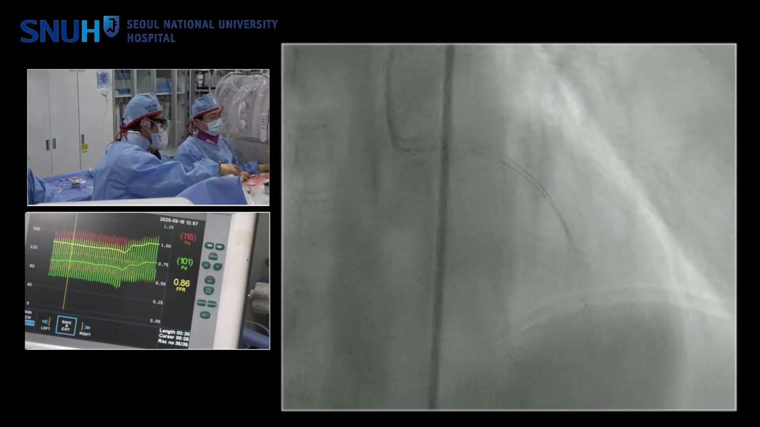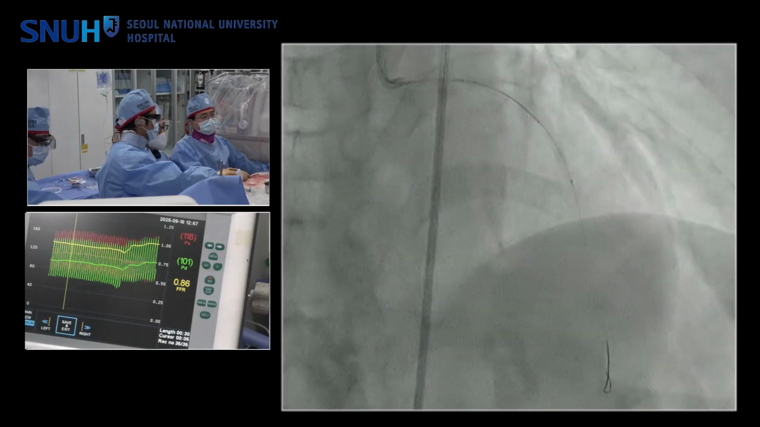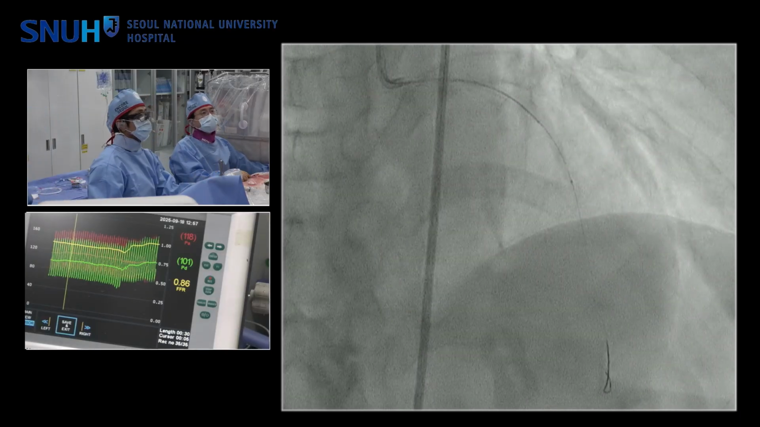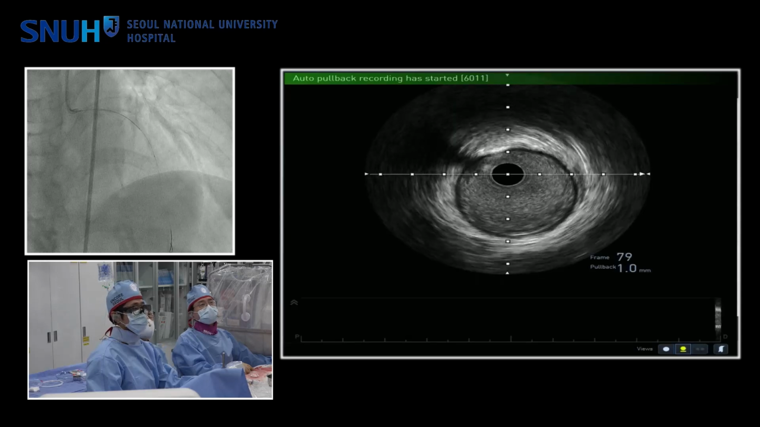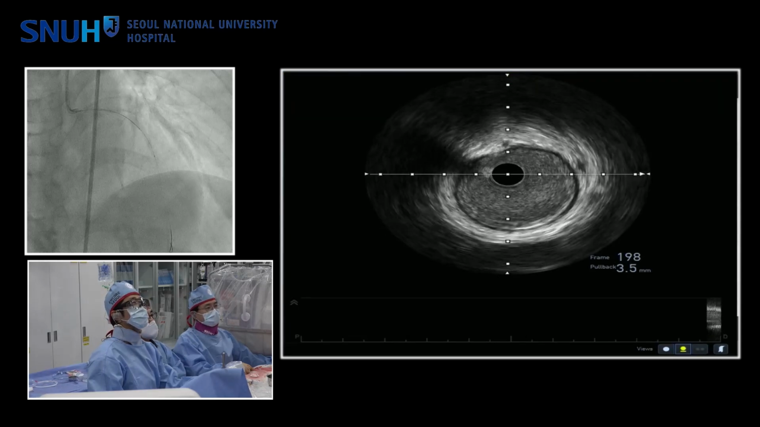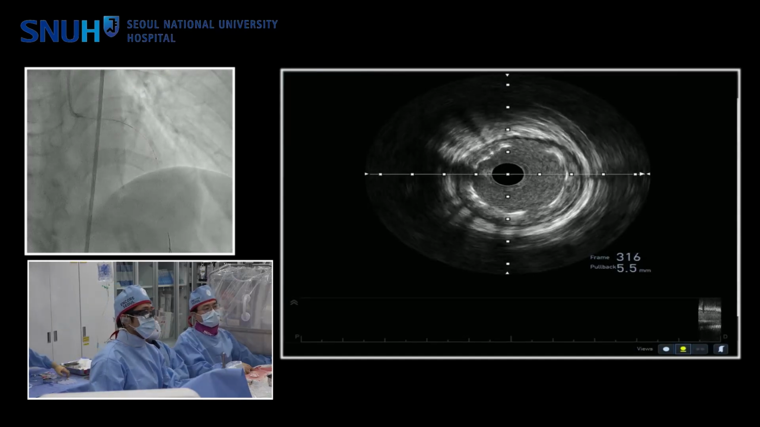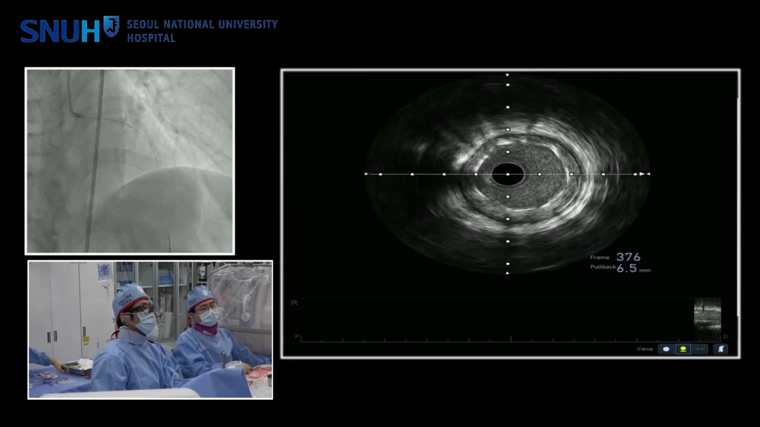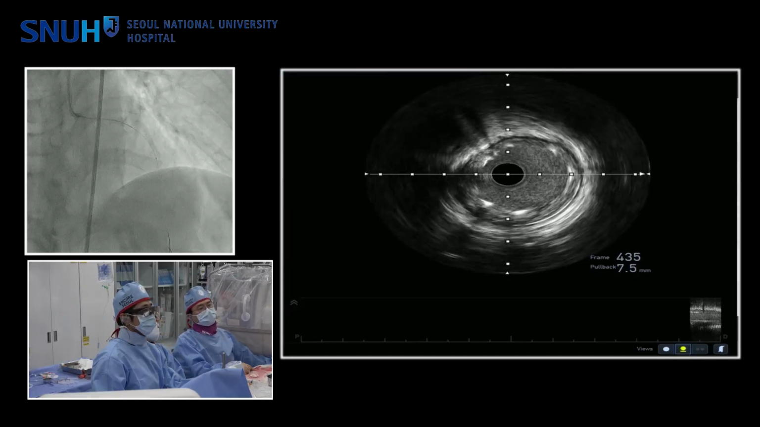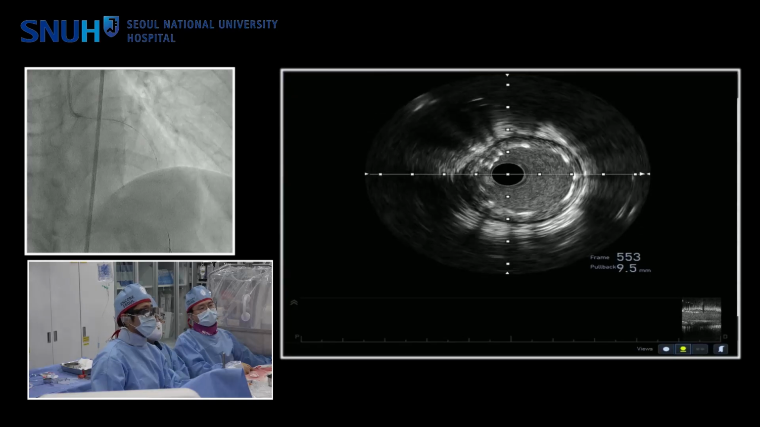Okay. Lift it a little, and pullback start. Can you see? Yes. IVUS, please. But guiding catheter position should be more out. Yes, we retrieve. Oh, okay. The distal edge is good. MLD is about 3, 2.75.